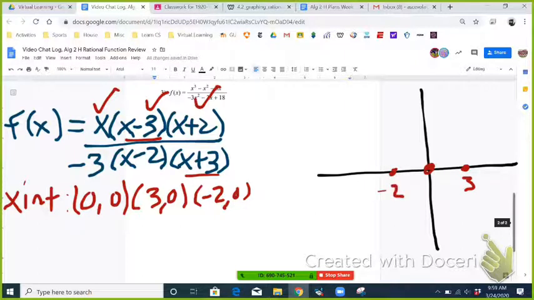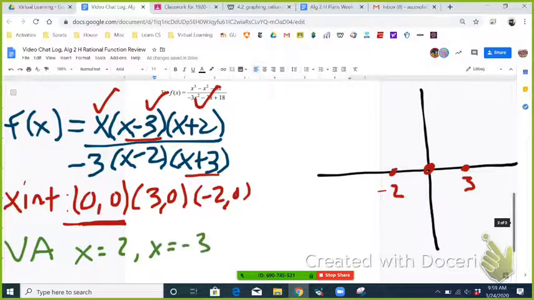And then the y-intercept is also 0, 0, because there's that factor, so because 0, 0 is on the x and the y axis. Alright, and then for vertical asymptotes, those are the zeros of only the denominator. So x equals 2 and x equals negative 3. So we have one like right here, but at x equals 2, and then another one over here at x equals negative 3. Alright, and now we need our slant asymptote.